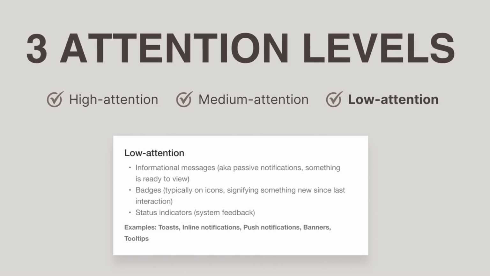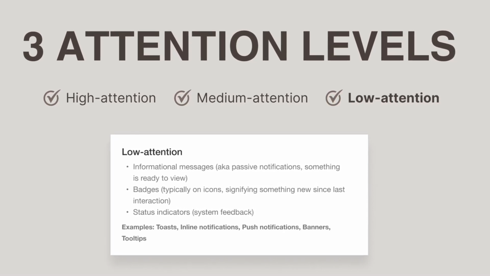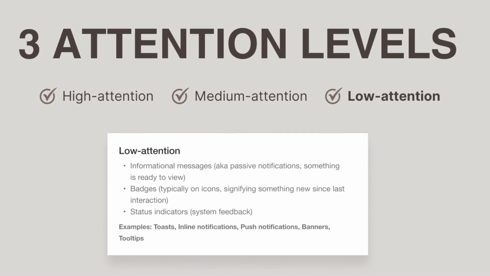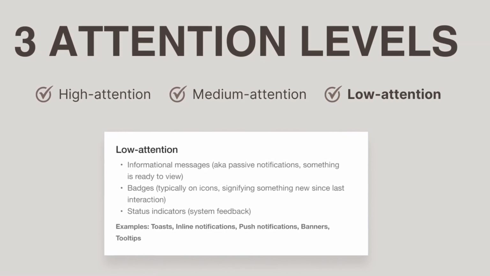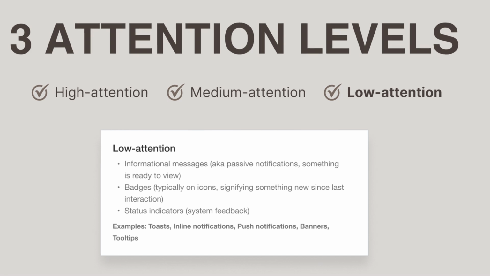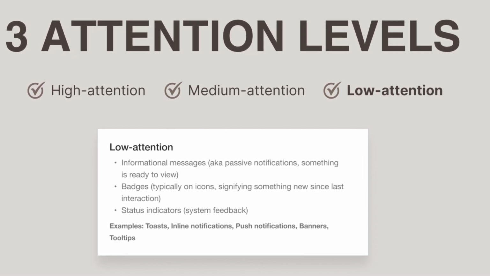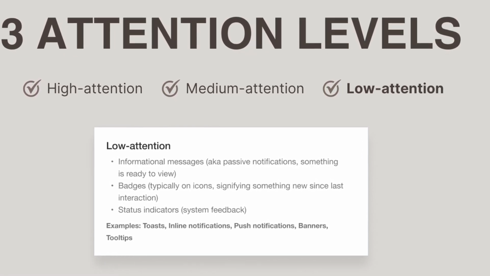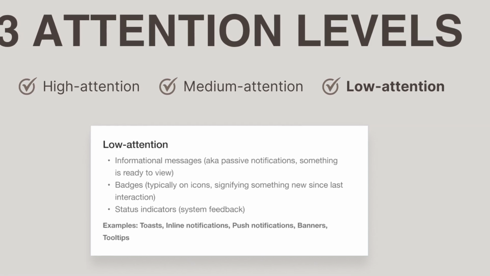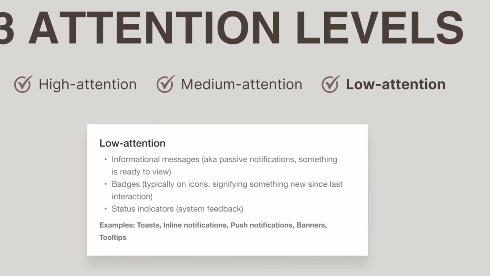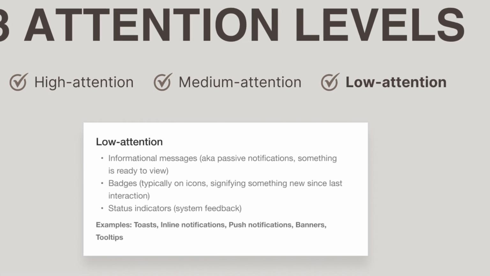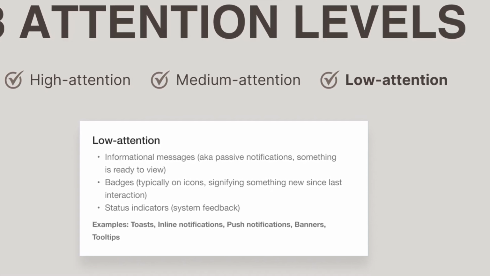Your rider is on the way. Something is ready to view. Your download has been completed. You have 10 unread messages. You know those little badges that you see on your app icon? These types of notification include informational messages, like something is ready to view. Badges are typically on icons. They show that something new has happened since the last time you visited.